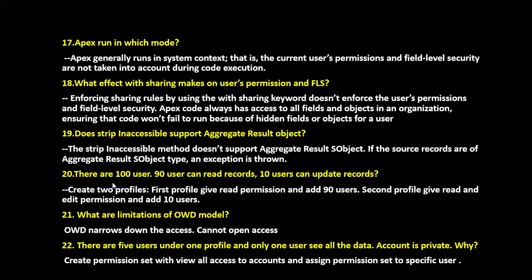Next question: there are 100 users, 90 users can read records, 10 users can update records. Create two profiles. The first profile gives read permission and add 90 users. The second profile gives read and edit permission and add the 10 users. Next, what are the limitations of OWD models? OWD narrows down the access, it cannot open the access.